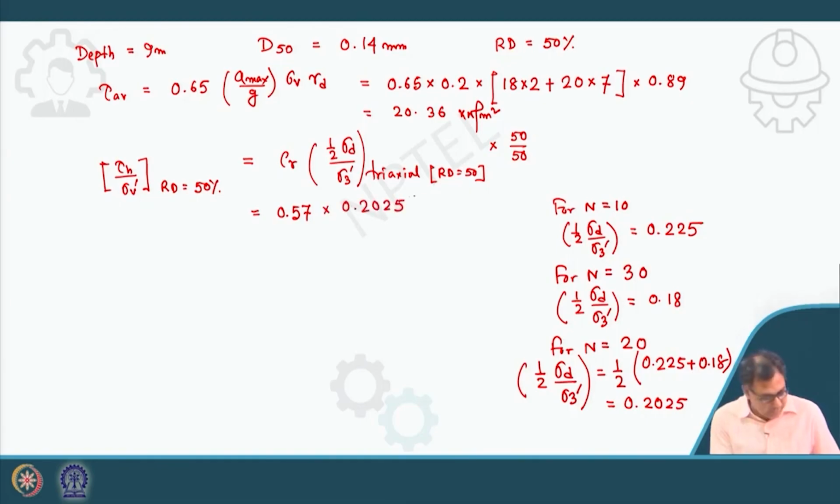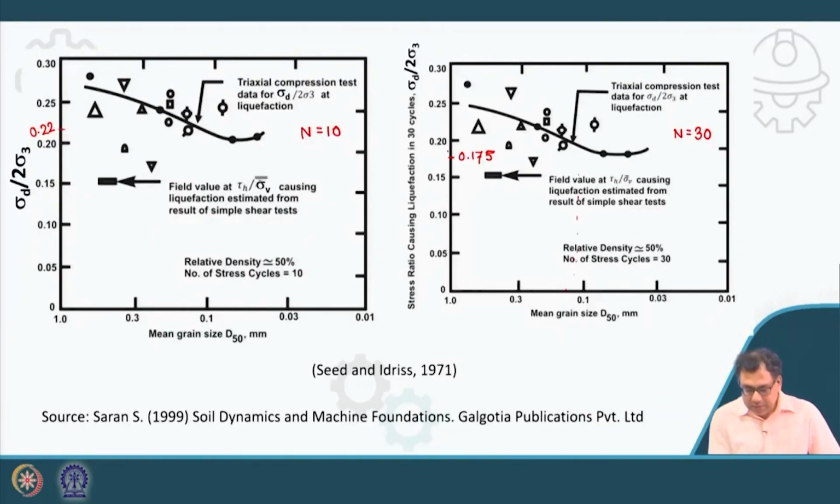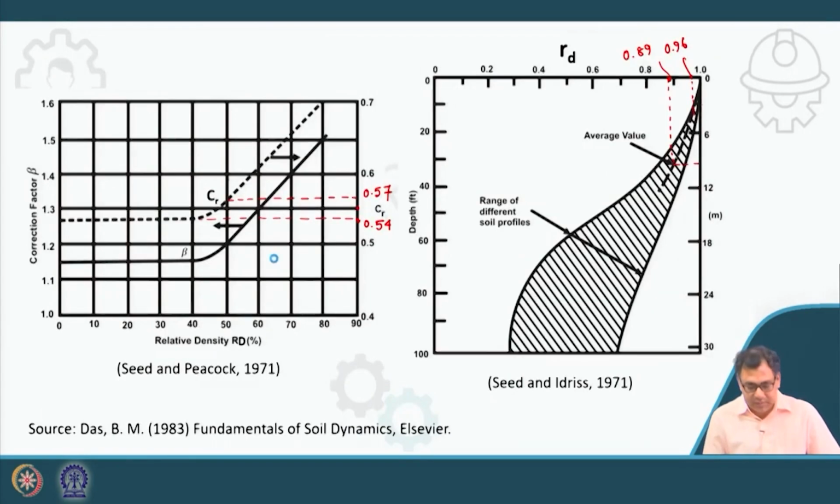So now I can write here 0.2025, and this one is again into 1 because both are the same. You can see those charts are developed for relative density 50 only. You can see this chart is developed for relative density 50 only. That is why we have to use this relative density correction.